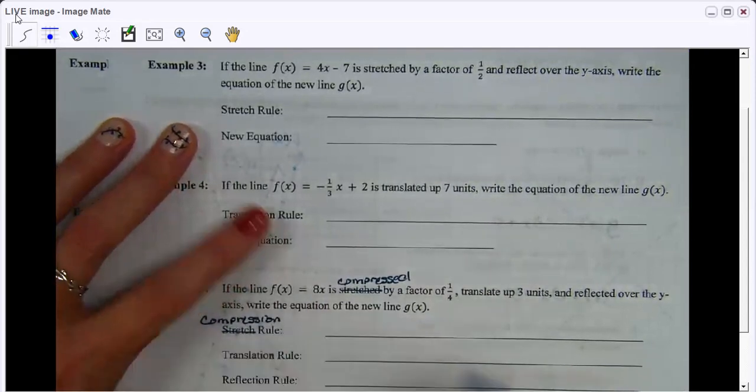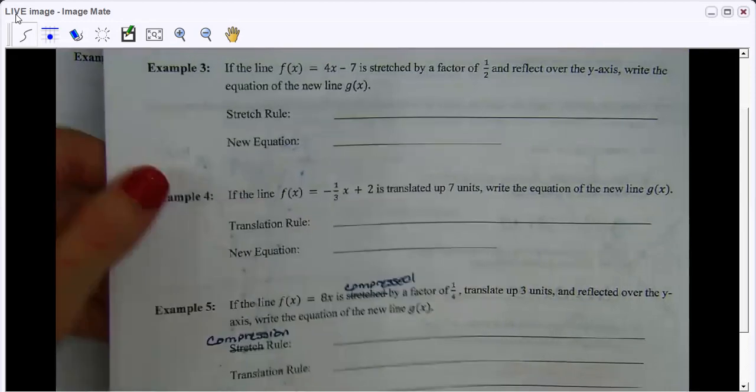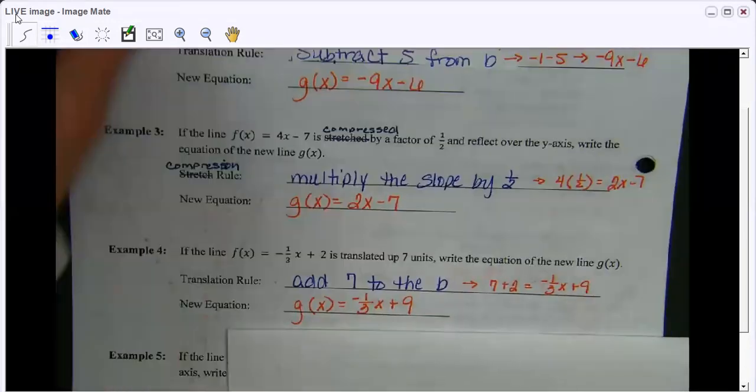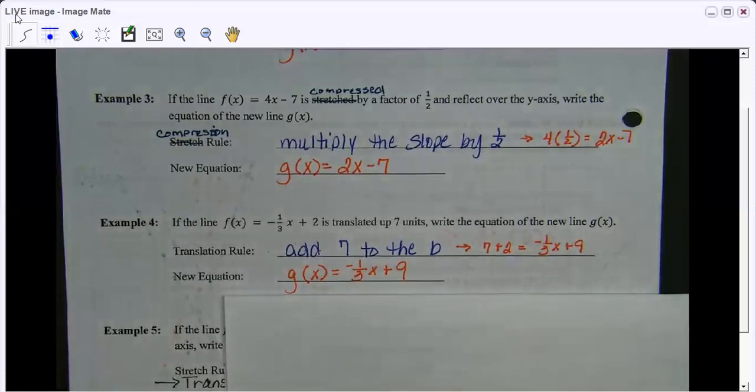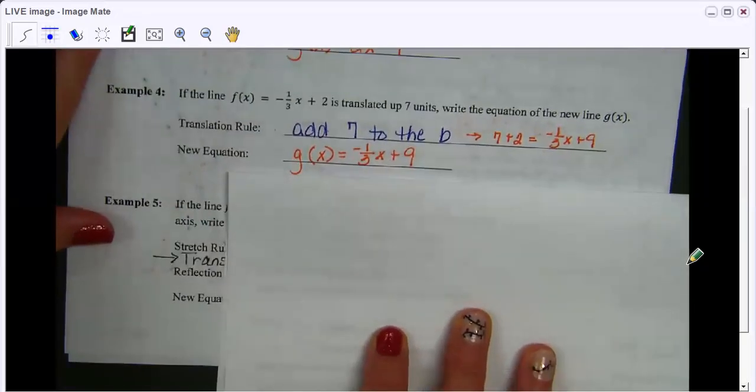Okay, is there anyone still working on example 4? Okay, so here is example 4, check your work. Okay, anyone still working on 5? Okay. Okay, I'm going to put 5 up here. Don't look if you're still working.